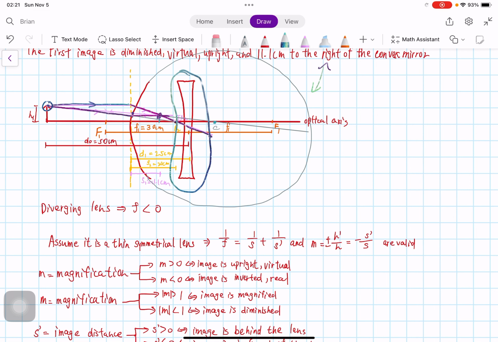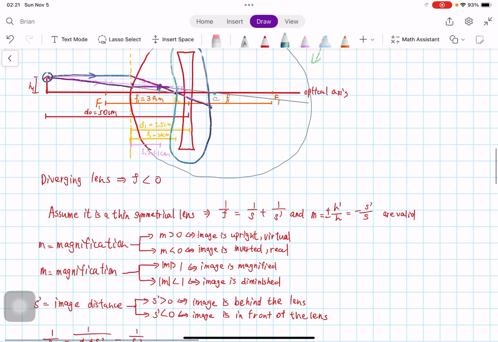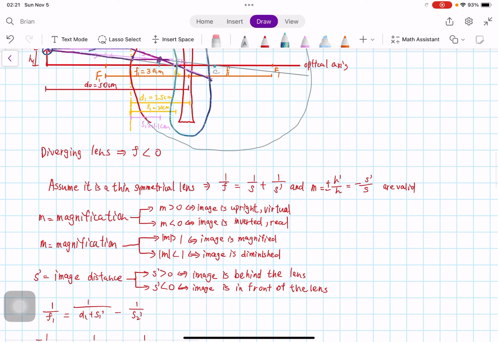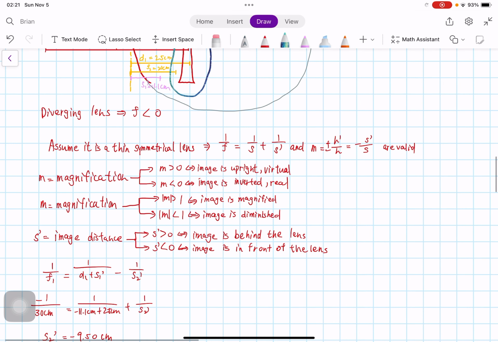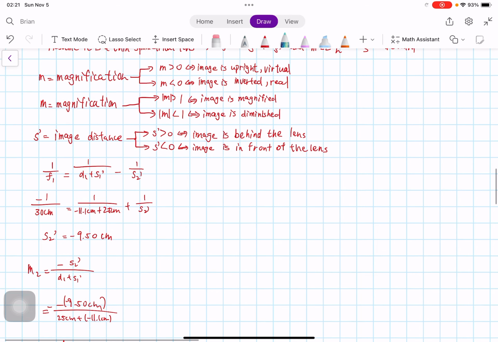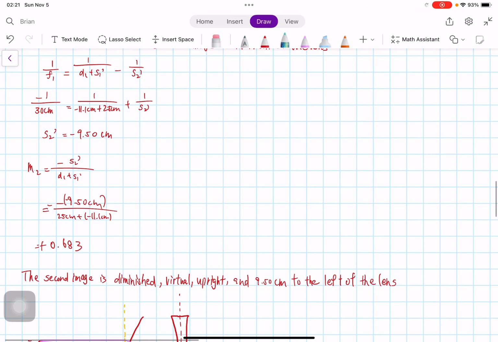And since it is a diverging lens, the focal length would be less than 0. And we assume that it is a thin symmetrical lens, so we could use the thin lens equation as well as the magnification equation. The same thing goes with magnification, except for image distance this time. When it is greater than 0, then the image will form behind the lens. And if the image distance is less than 0, then the image will form in front of the lens.